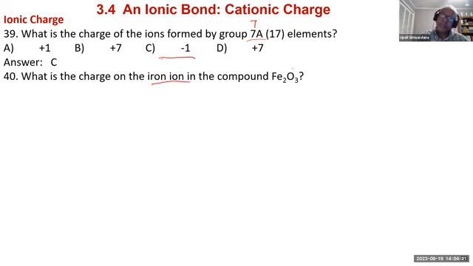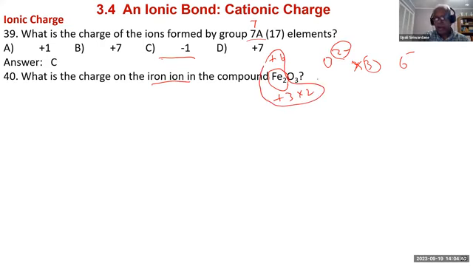What is the charge on the iron ion in the compound? Normally, oxygen is 2 minus. There are 3 of them. That's 6 minus, since 3 times 2 is 6. Therefore, this should balance out with a positive 6. Each one has positive 3, times 2. So the iron ion charge should be 3 plus.